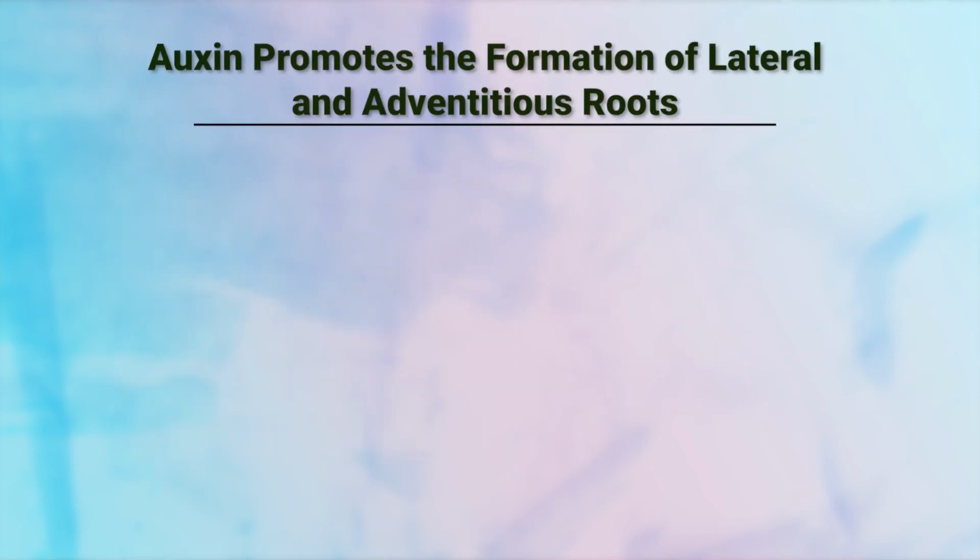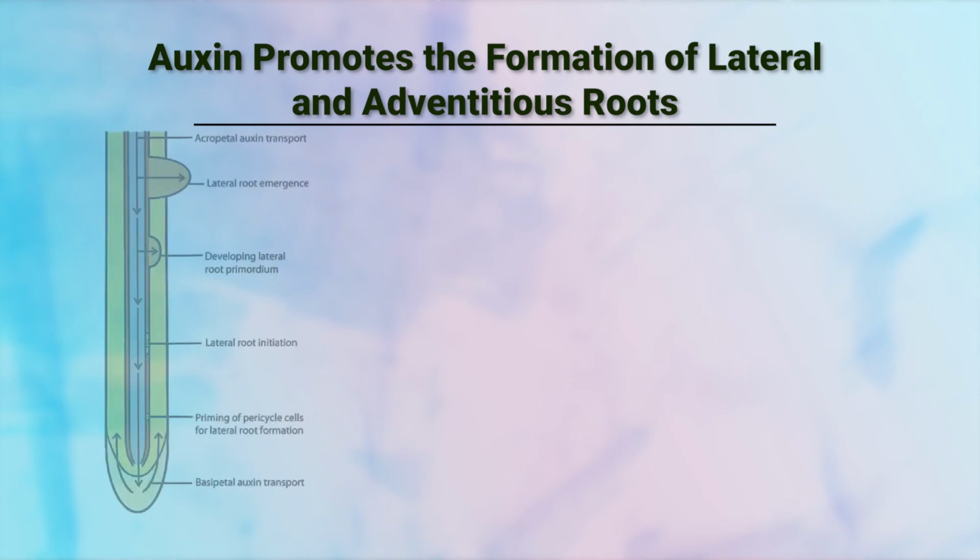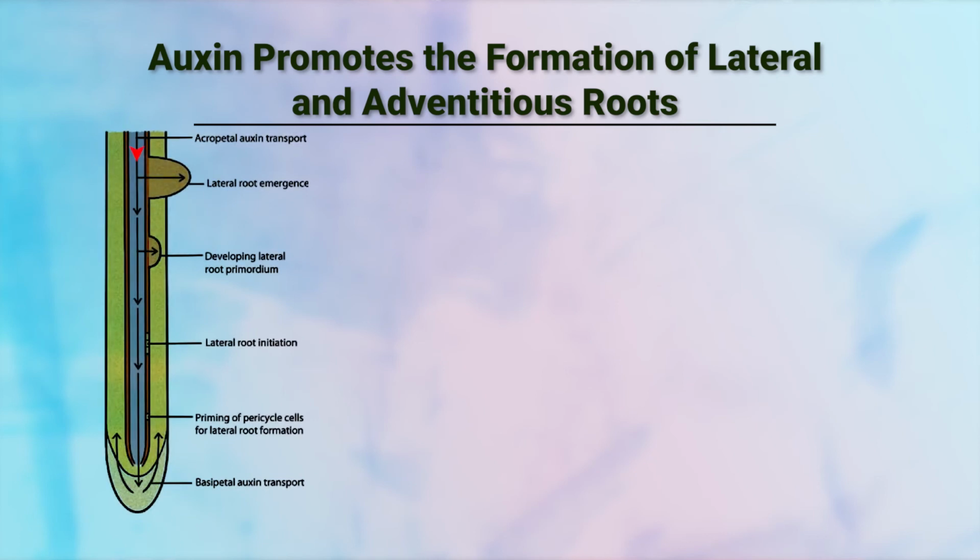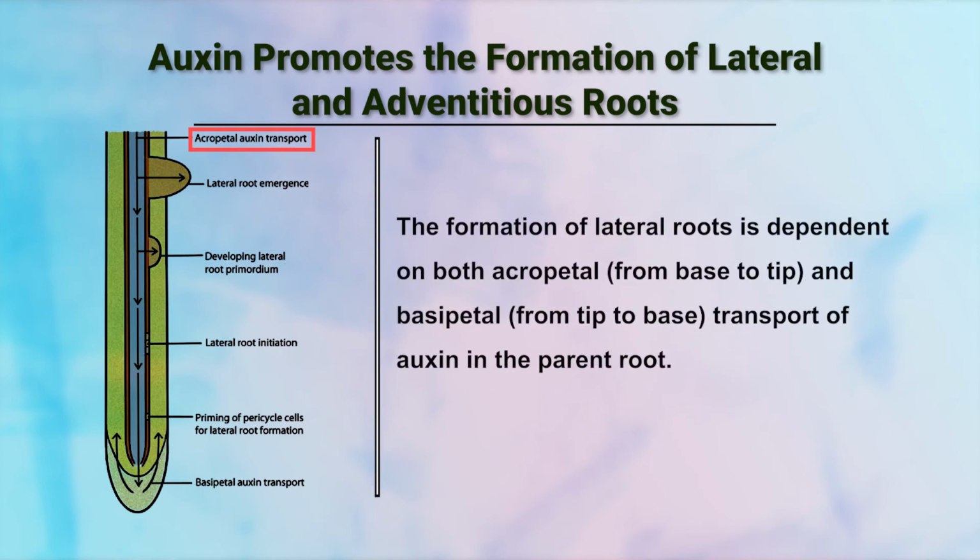Auxin can also induce the formation of lateral and adventitious roots. In root, the flow of auxin is acropetal, that is in this direction, whereas in stem, as we have seen, it is basipetal. Due to this acropetal flow, auxin ultimately reaches the tip of the root, or the root cap. Now, from the root cap, auxin again flows back in the basipetal direction.